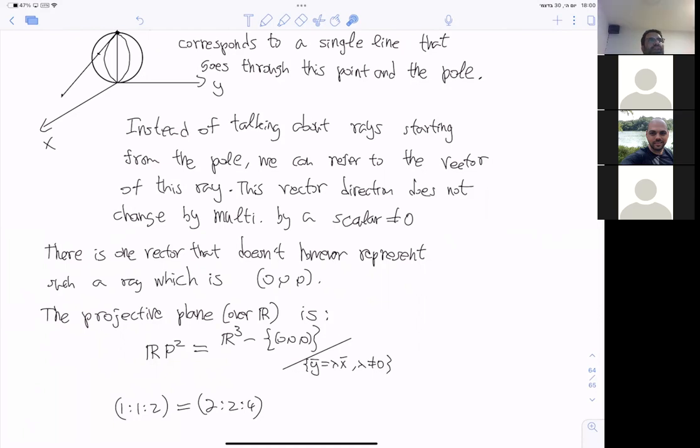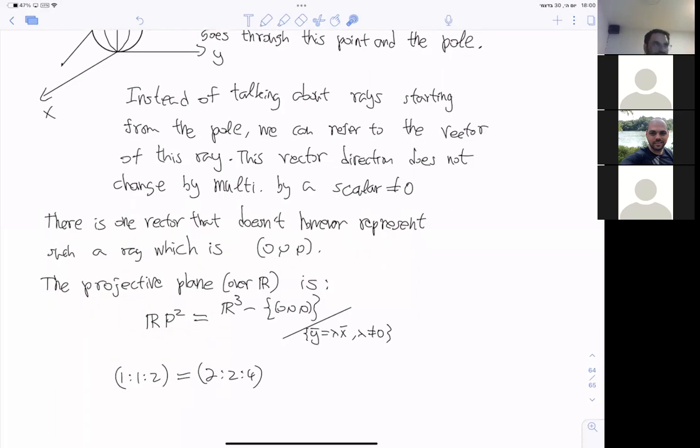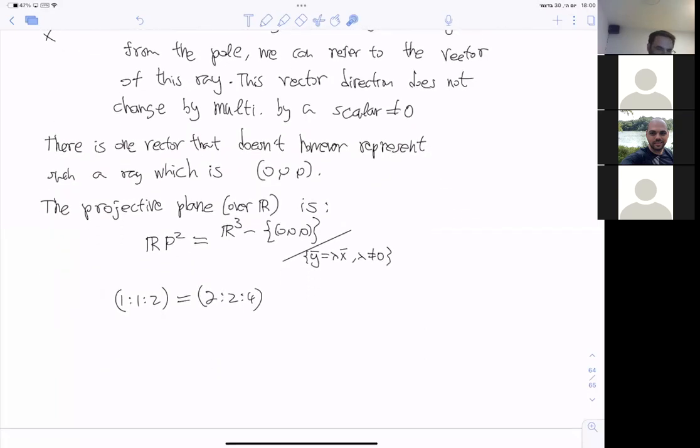Now, another definition is of homogeneous polynomial. Maybe you have heard about it.